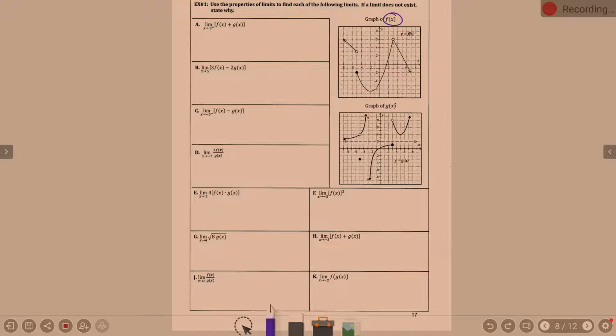Which graph is F? Which graph is G? Because notice, what do they do within the problems? There's F and G within the problem, aren't they? So just be very careful. Easy to make that mistake.